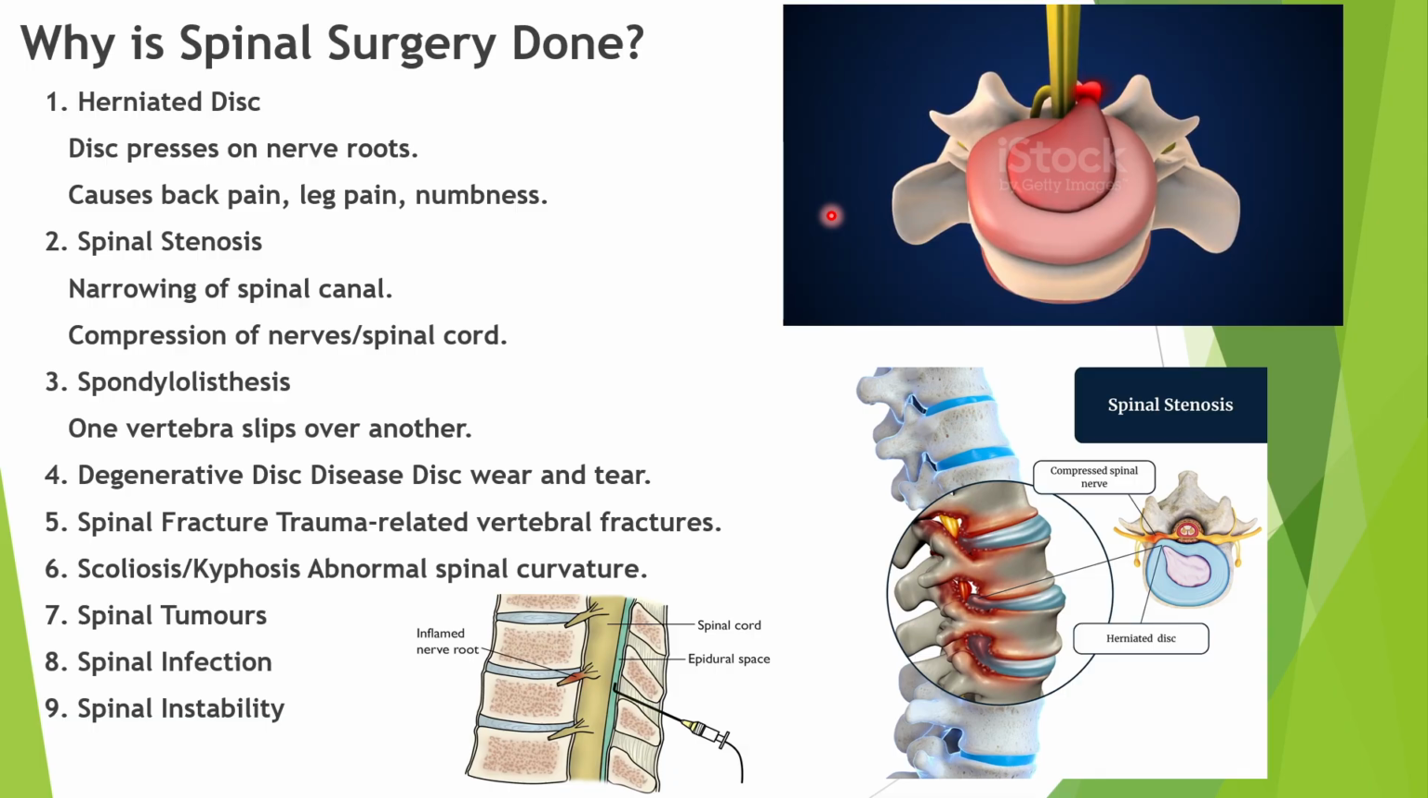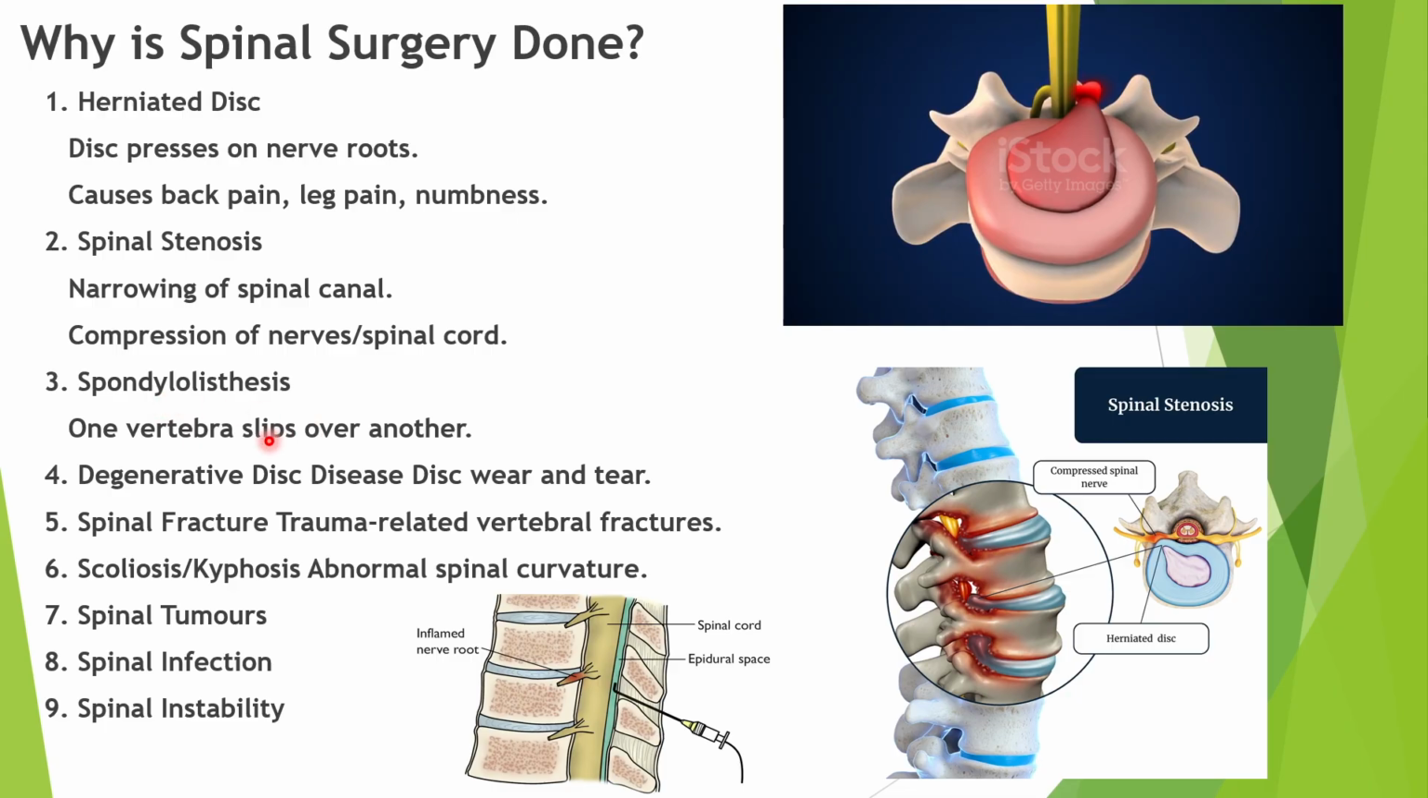Now coming to the second one, that is spinal stenosis. In spinal stenosis, what happens? The spinal canal becomes narrow, and nerves get compressed, and this causes pain and difficulty in walking also. Surgery is done for this to create more space for the nerves, as there is narrowing in the spinal canal.